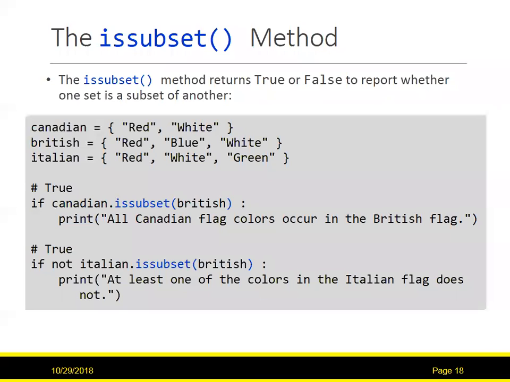Okay, we can use is subset. So we have Canadian, British, so you can check and see if Canadian is a subset of British, or is it a subset of Italian, or whatever. Okay, and it just has to exist. It says returns true or false to report whether one set is a subset of another.